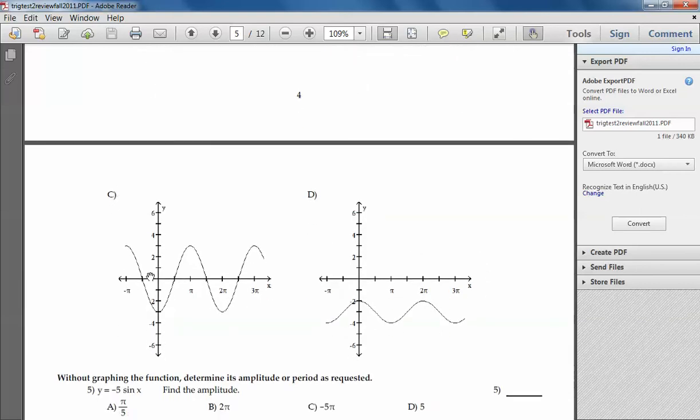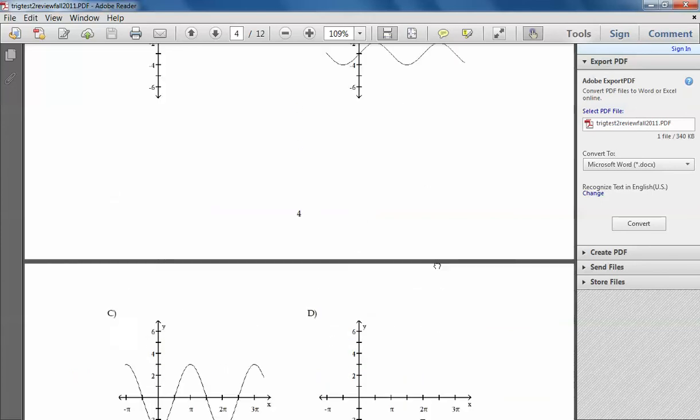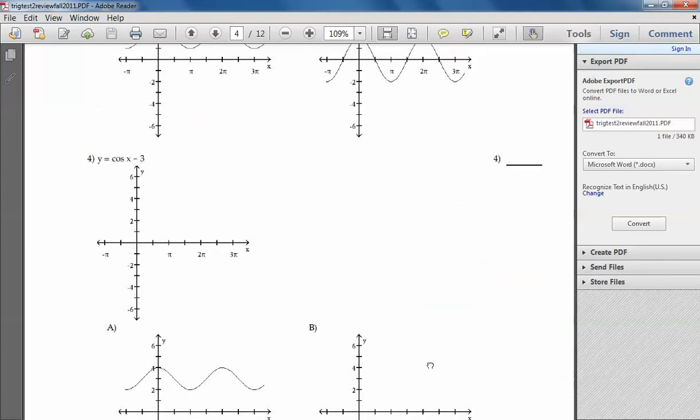Alright, C, this looks like the amplitude has been adjusted 4 units. And it's also negative because we're starting at a low point here. This would be y equals negative 4 cosine of x. Well, we want y equals cosine of x minus 4. Is it minus 4? No, minus 3.